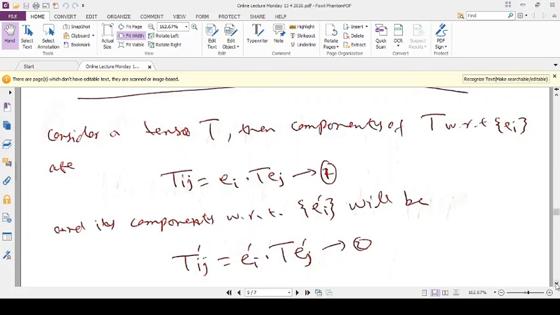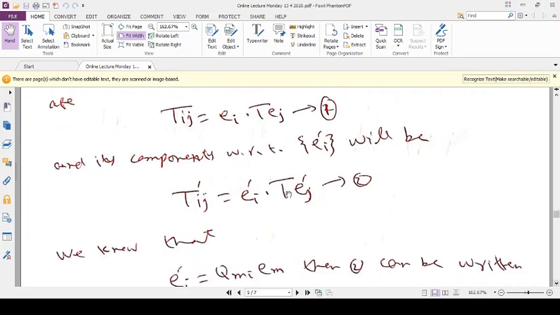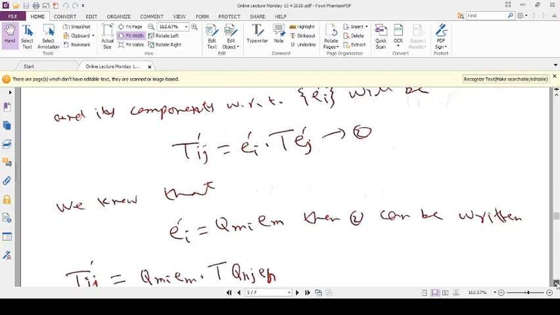So with respect to basis ei dash, its components will be given in equation number 2. Simply T dash ij equals ei dash dot Tej dash. So there is no dash on T because T is the same in equation 1 and equation 2. Keep in mind.